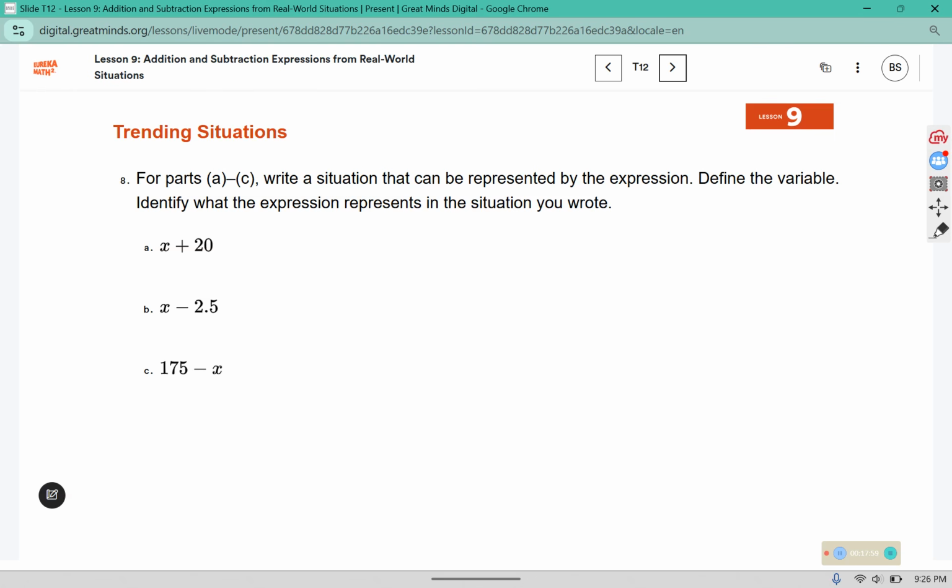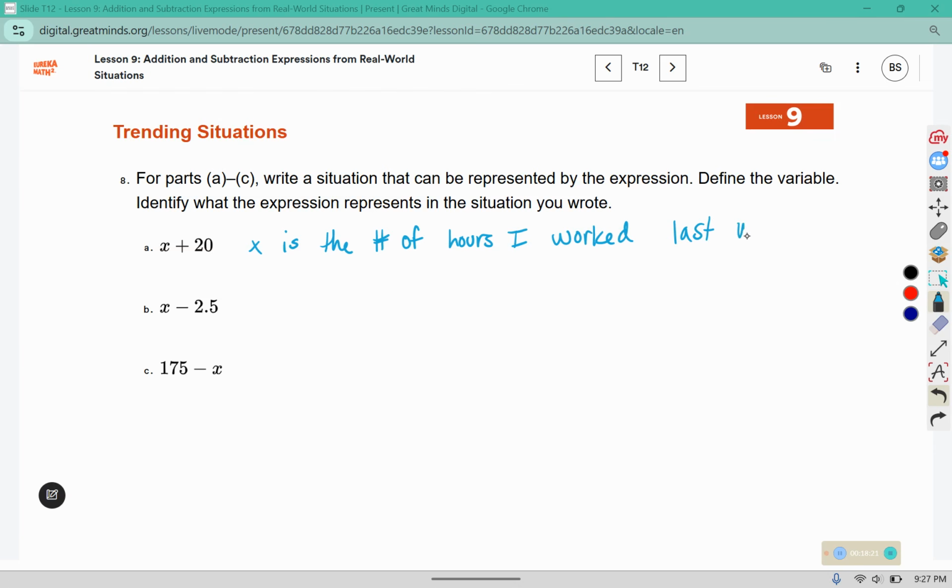For parts A through C, write a situation that can be represented by the expression. Define the variable. Identify what the expression represents in the situation you wrote. Let's say X is the number of hours I worked last week. So I've defined my variable, and now I need to write a situation that can be represented by the expression. So something like this. I will work 20 more hours this week than I did last week.